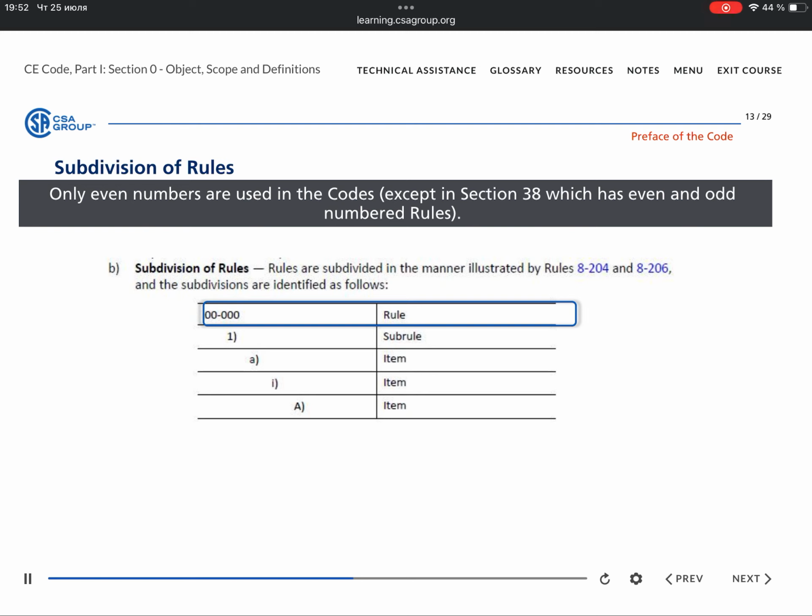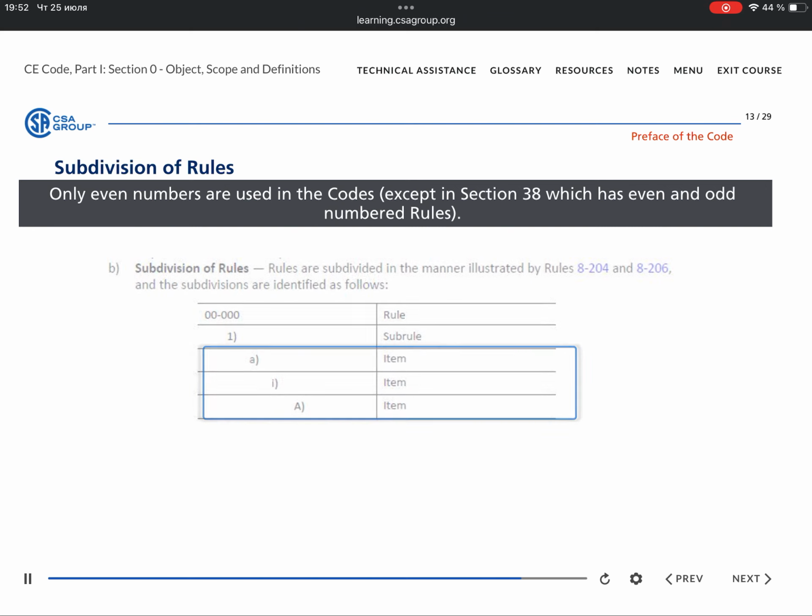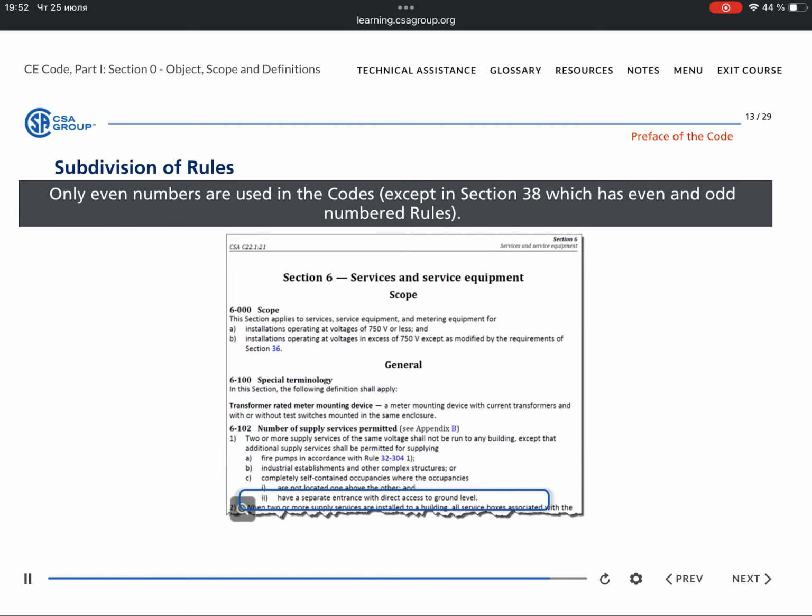Starting with rules, each starts with the code section, then the rule number, 12-100 for example. Then subrules are marked with 1, and the A, I, and A are described as items. For example, when referencing the outlined rule, write it out as shown.